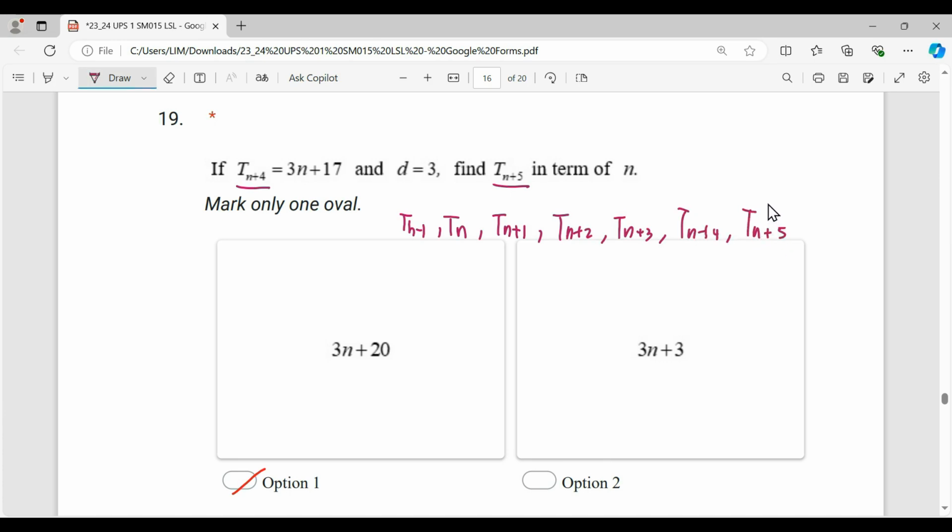So you know that Tn plus 4 is equal to 3n plus 17. They ask you what is your Tn plus 5, as they have common difference 3. So it's going to plus 3. Here we have 3n plus 20. So here we have our option.